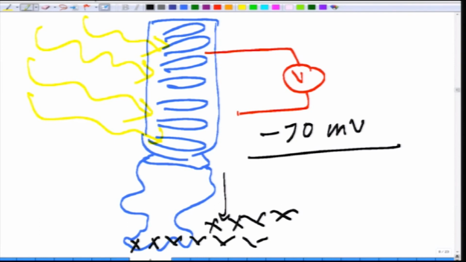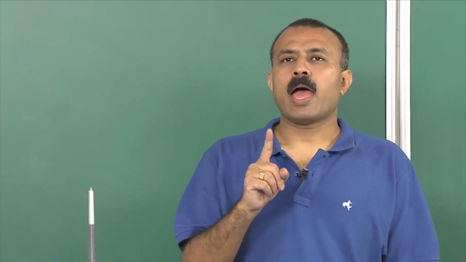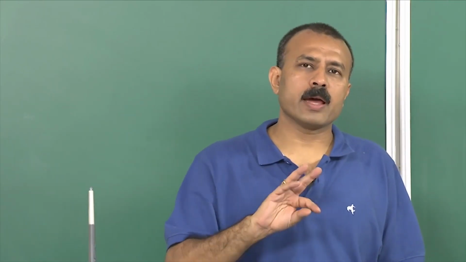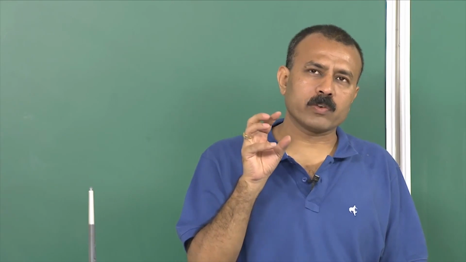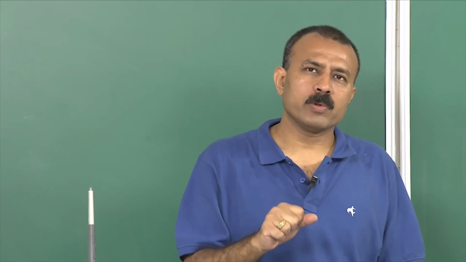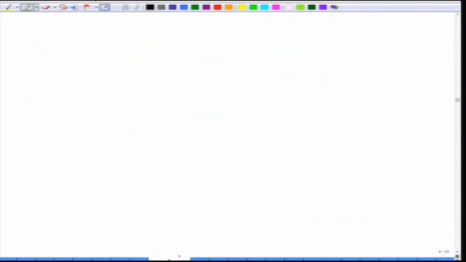First of all, when the light was not falling, sodium channels were open. When the light started falling, sodium channels were closed. So, what is regulating the sodium channels? That is the first question. And how is that regulation modulated by light, because when the light falls, sodium current stops. So, it means light and the gating of the sodium channel are linked.